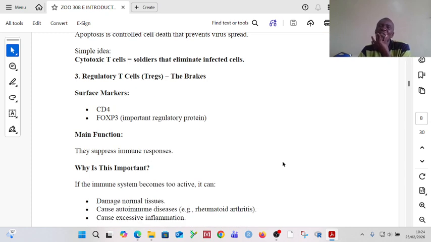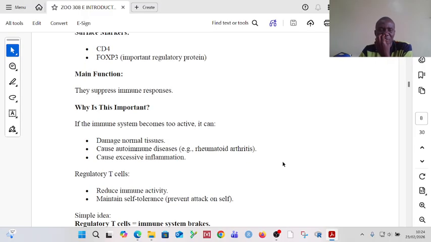The regulatory T cells are the ones that are like brakes. They are regulating, they are suppressing the immune response. It's important that the regulatory T cells work, because if the immune system becomes too active, it can damage normal tissues. It can cause autoimmune diseases. So these regulatory T cells help in reducing the immune activity.